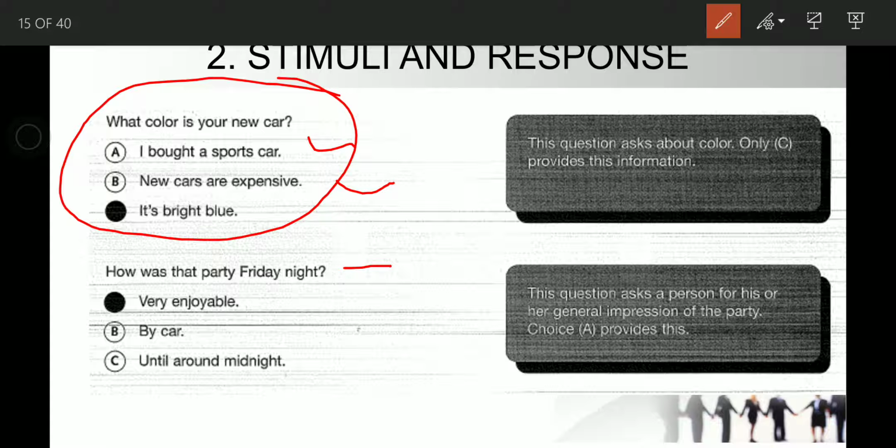Yeah, we don't talk about how to get there. We don't talk about until what time, but we talk about how was. The question asks a person for his or her general impression of the party. So the answer must be this one, A, very enjoyable.